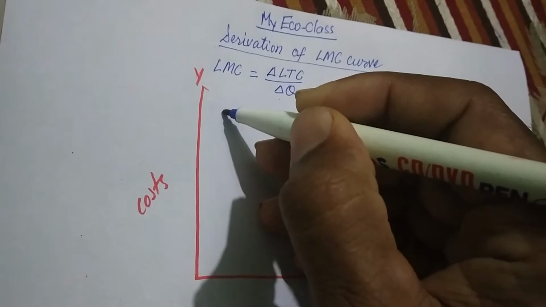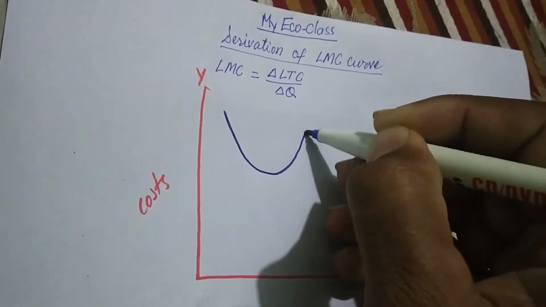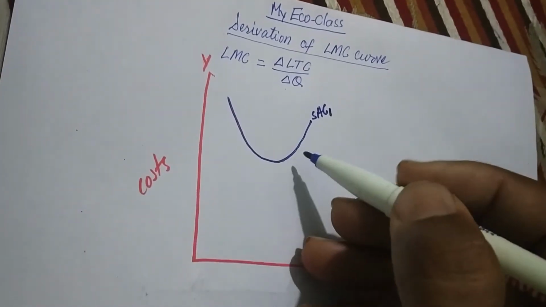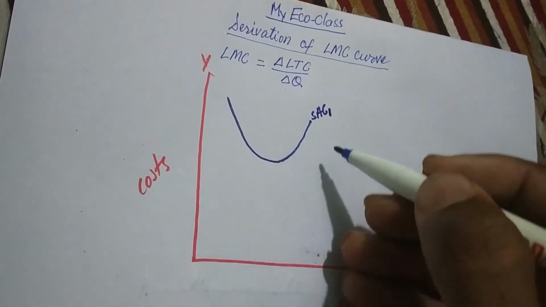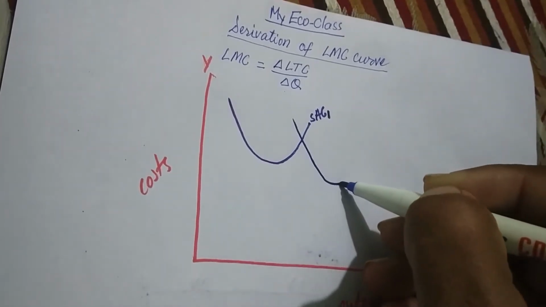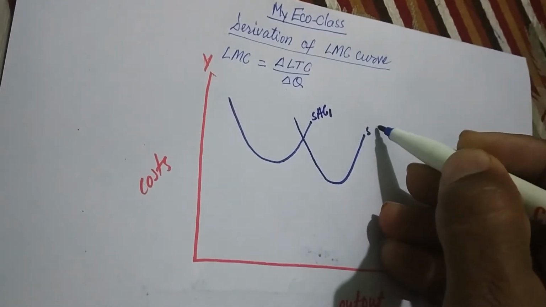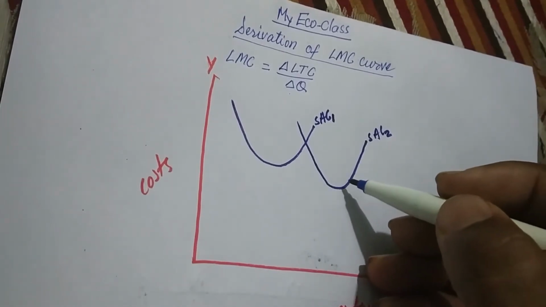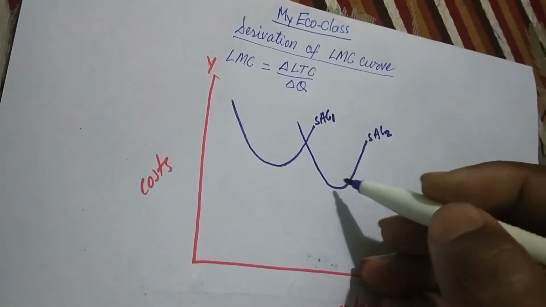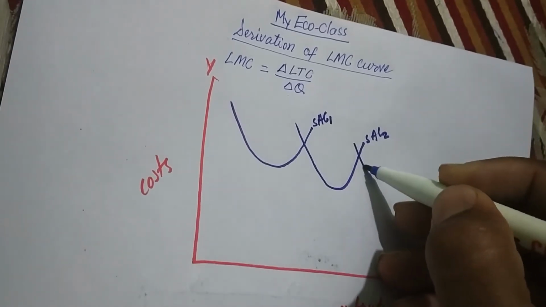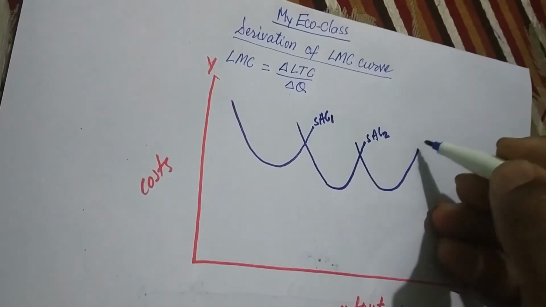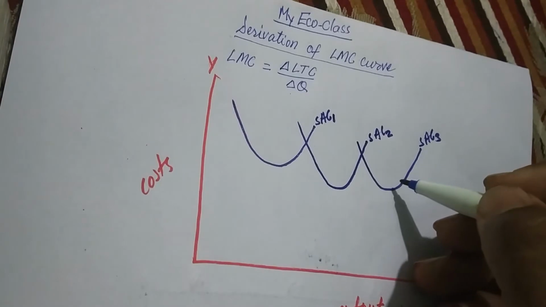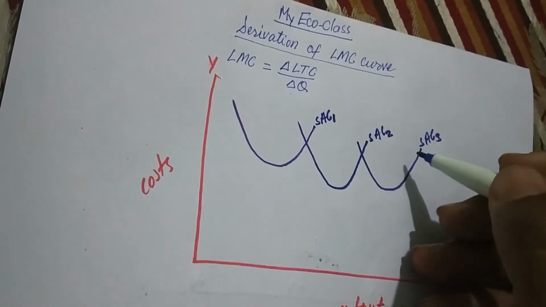This is the short run average cost curve 1, which represents short run average cost from the use of a small size of plant. And this is the short run average cost curve 2, that represents short run average cost from the use of medium size of plant, and this short run average cost curve 3 represents short run average cost from the use of bigger size of plant.